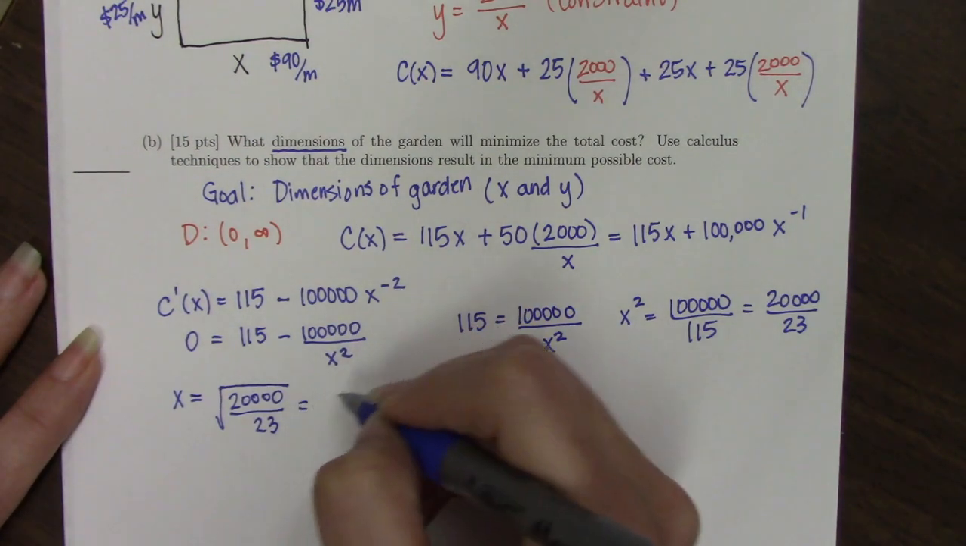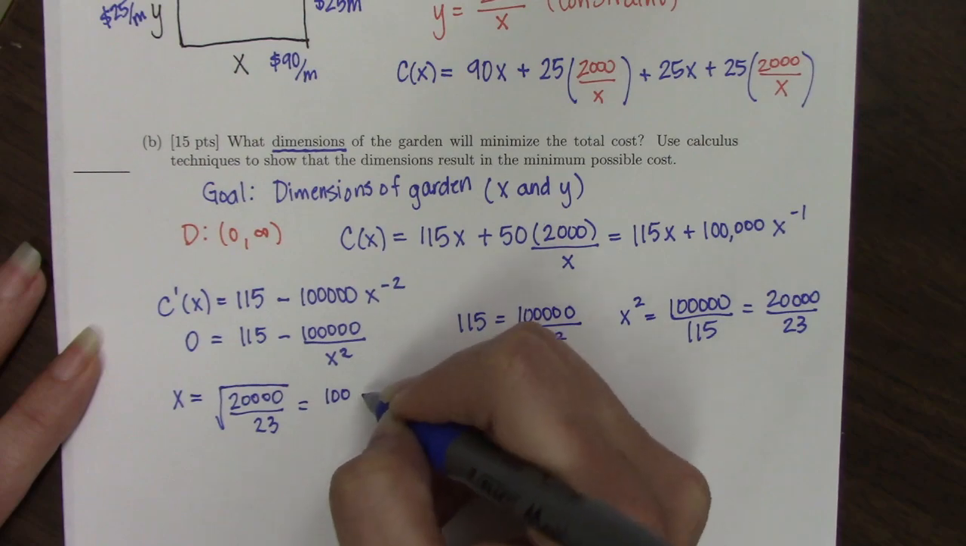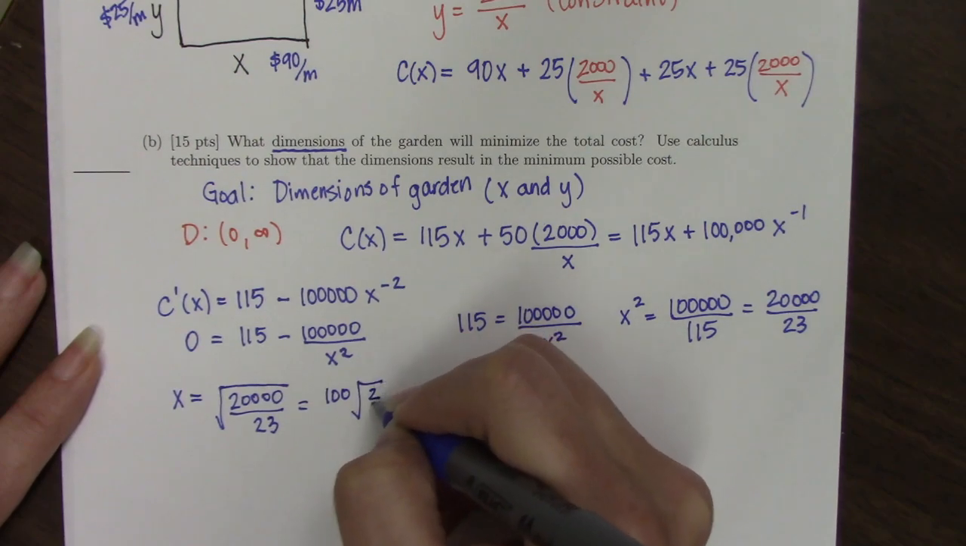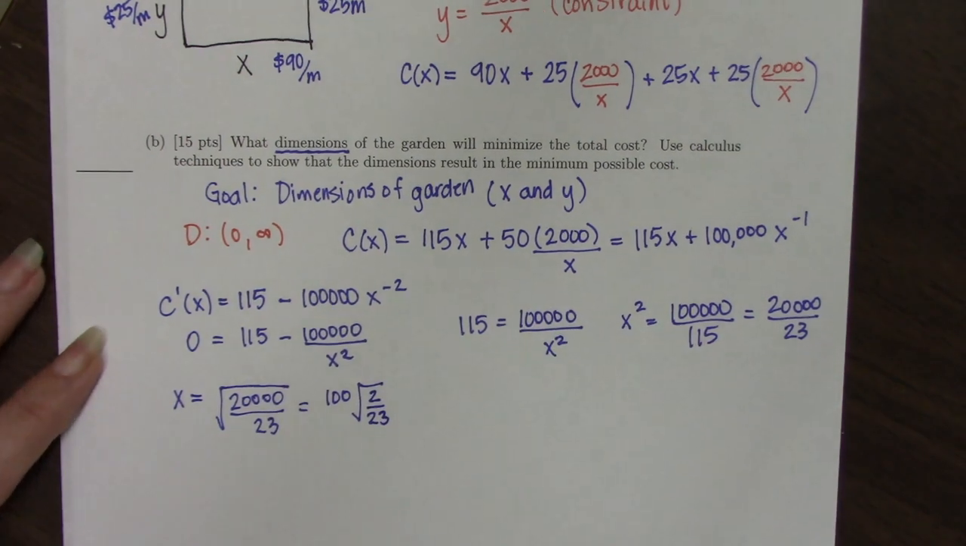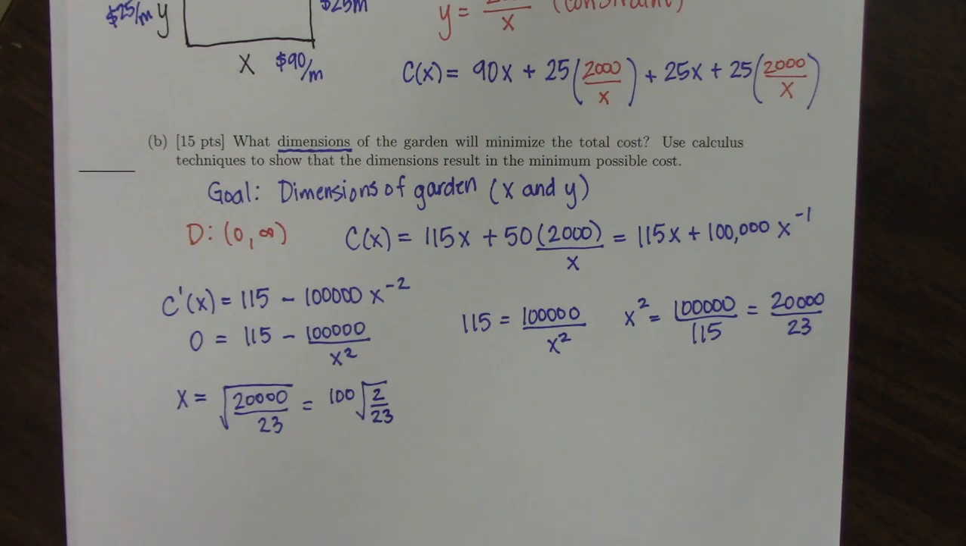This will reduce down to 100 times 2 root 23. So I know my critical value, but I have to figure out what type of value this is. Is this a relative maximum or a relative minimum? And the goal here is to minimize the cost. So you have two options here. You can use the first derivative test or you can use the second derivative test.